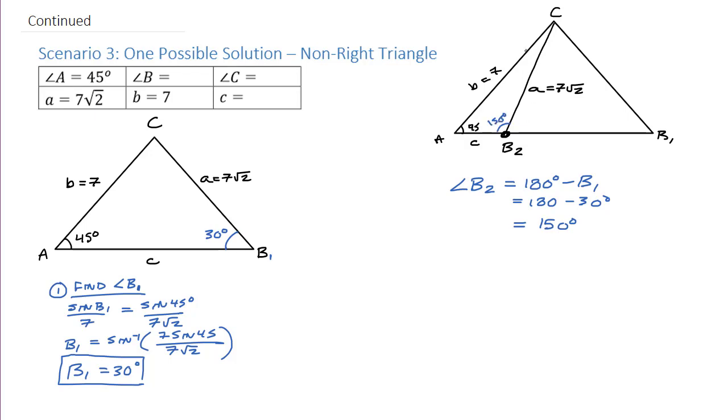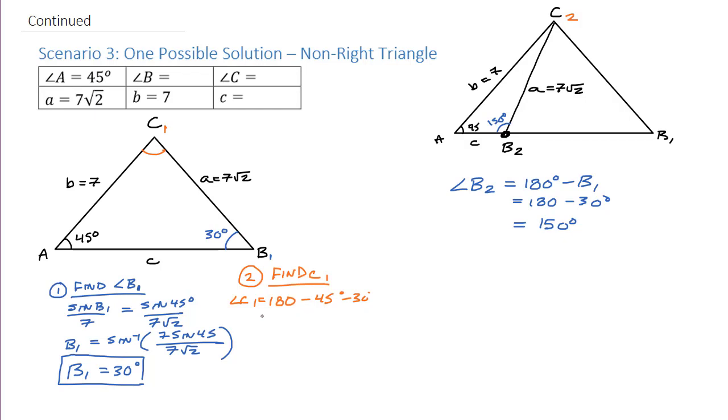Now, let's find angle C in both triangles. That would be up here in triangle 1, so we'll call this C1. I'm using 1 for triangle 1, 2 for triangle 2, and we'll call this guy over here C2. So we did that. Let's find C1. How do we do that? Well, there's 180 degrees in a triangle. So angle C1 would equal 180 minus 45 minus 30.